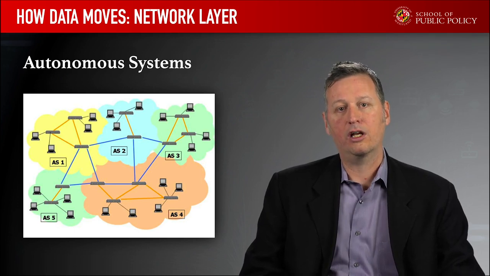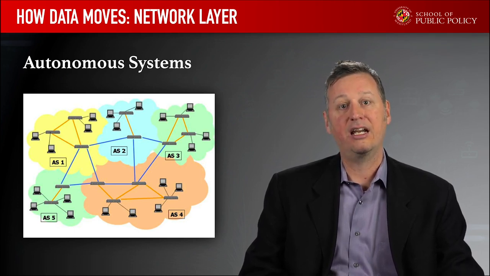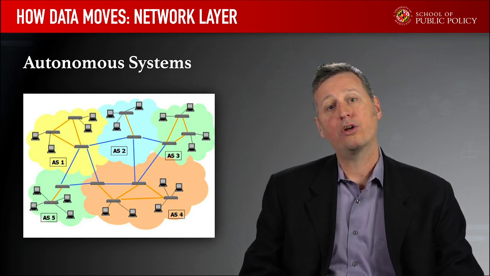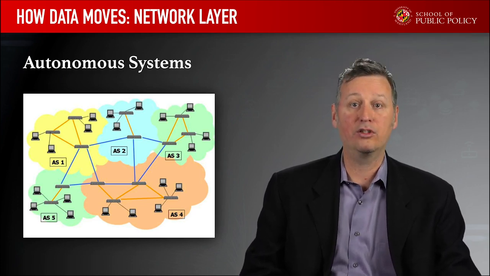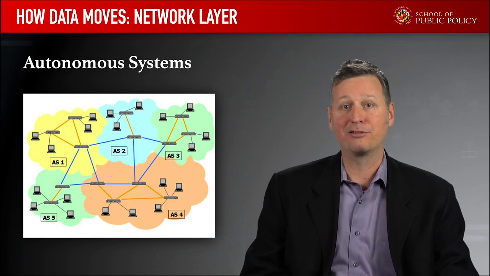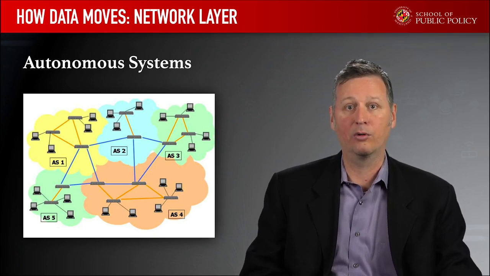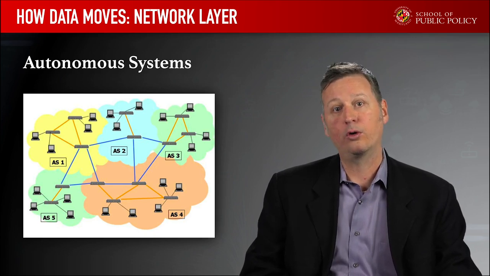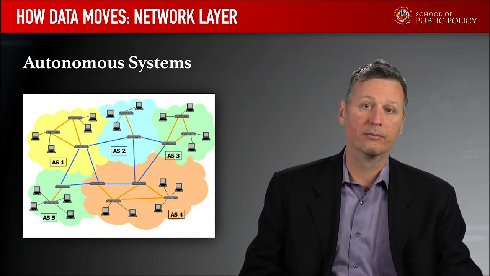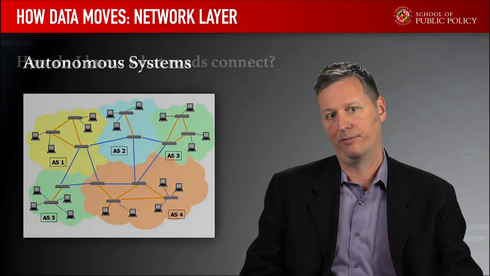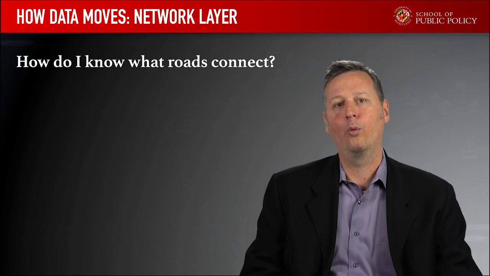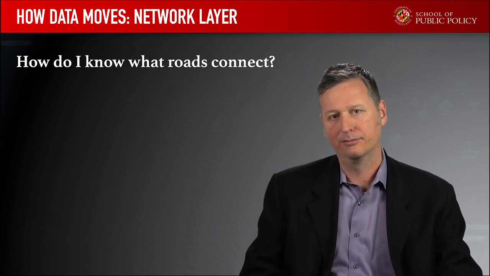So the autonomous systems can connect to one another, but the question is, which autonomous systems connect with one another and which ones don't? Because you can imagine there are tens of thousands of autonomous systems all around the world. Not all of them are going to be directly connected to one another. So how do we know which ones are connected to other AS structures? So how do I know where the roads connect?